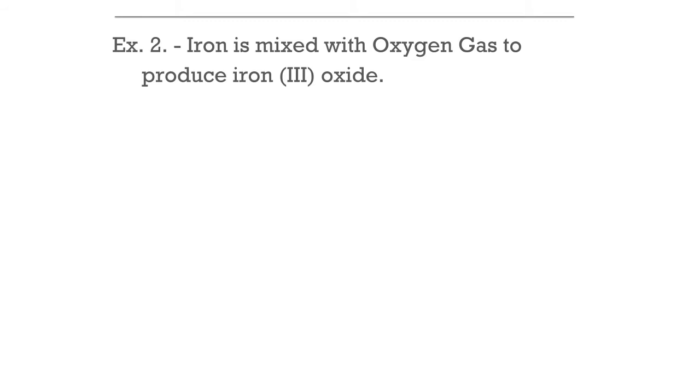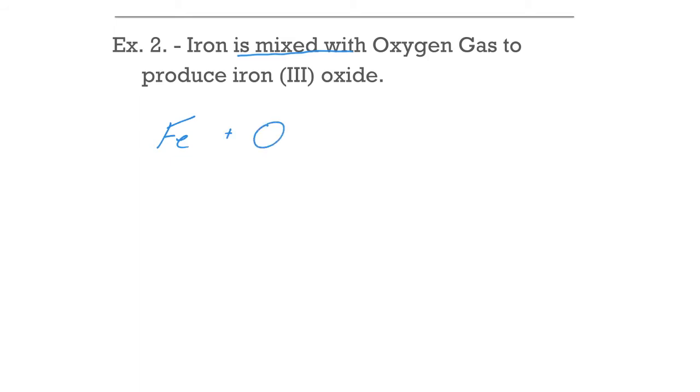Iron here is mixed with oxygen gas to produce iron 3 oxide. Well, iron, we can write its chemical formula, Fe, is mixed. It's all by itself. Now, iron is a metal. It's not a diatomic gas, and so we can just write Fe all by itself. It's mixed with, and again, we want to read through what's happening here. We're adding here oxygen gas.